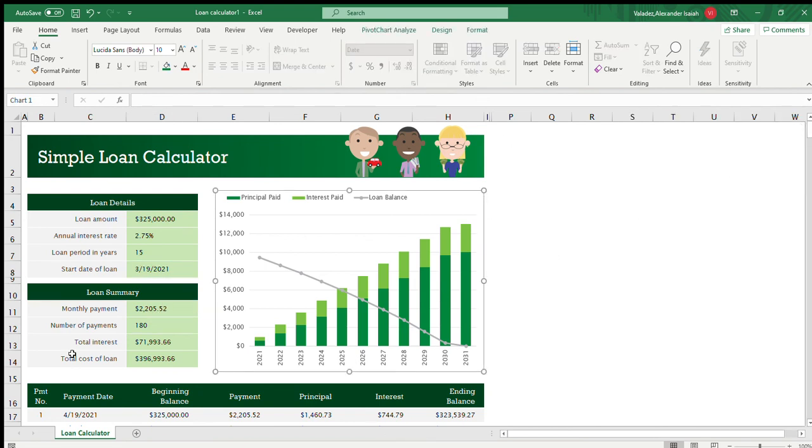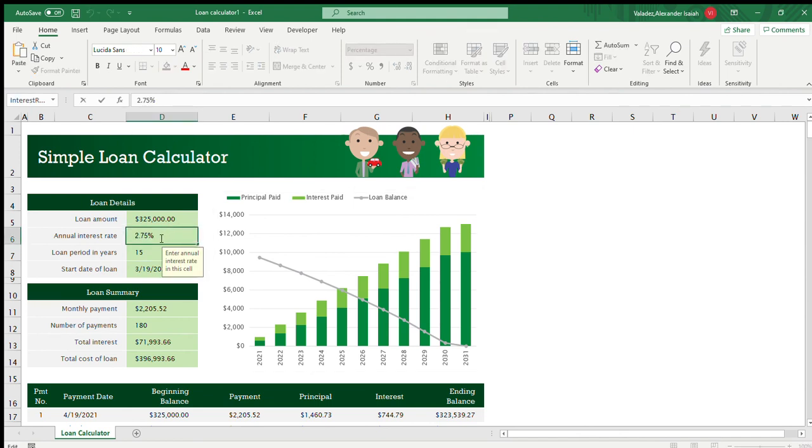This tool's awesome just to kind of plug numbers, figure out what interest rate you want, how much home you can afford, and the monthly payments that you'll be expected to pay.